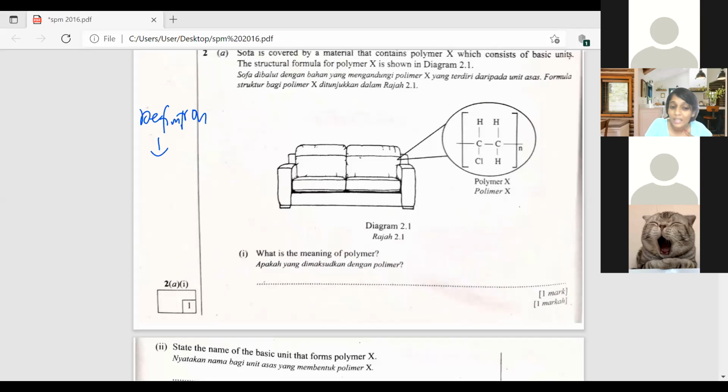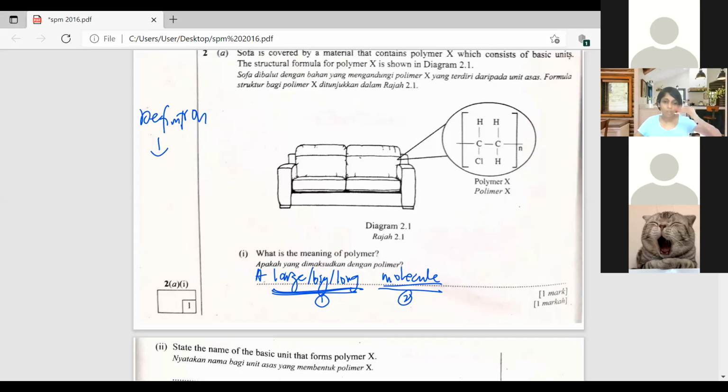It must be a large. Let's say you didn't use the word large, you can use the word big. Didn't use the word big, you can use the word long. It must have this keyword: large, big, long. Second keyword is the word molecule. See, for 1 mark, so much they demand of us. So many students answered like you when teacher marked this. They simply give their own definition, cannot.